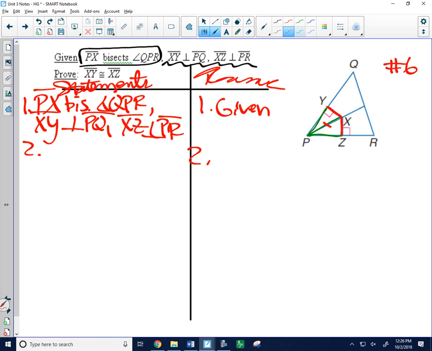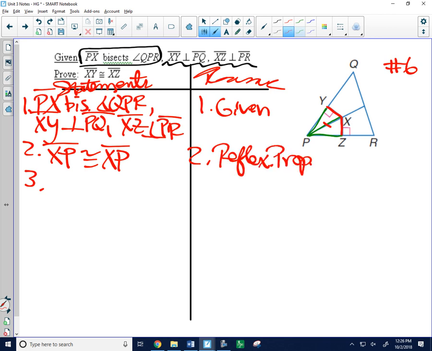I'm going to start, I see that they share a side. Okay, so I'm going to do XP congruent XP. You also could have said PX congruent PX. That was one, it wasn't even in the given, but we can make that conclusion just from the diagram.